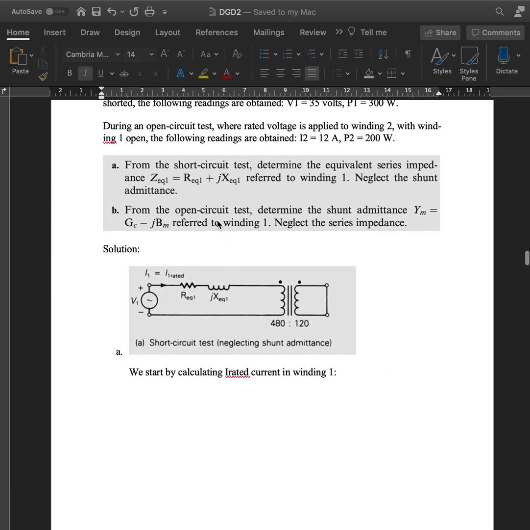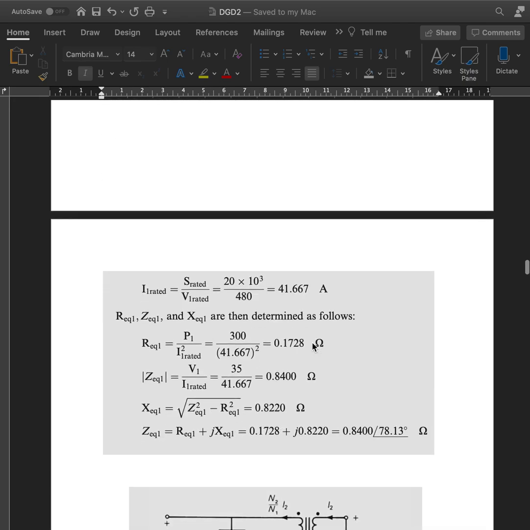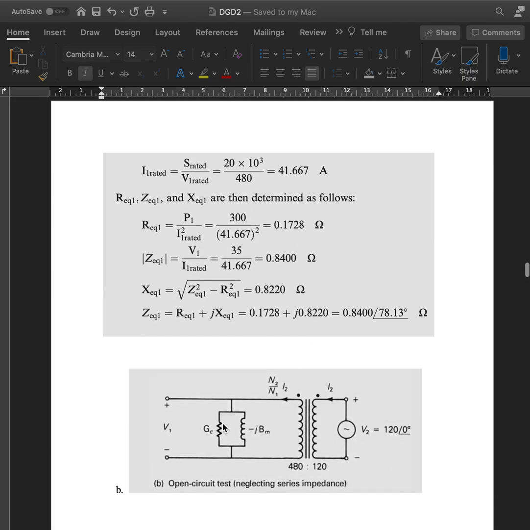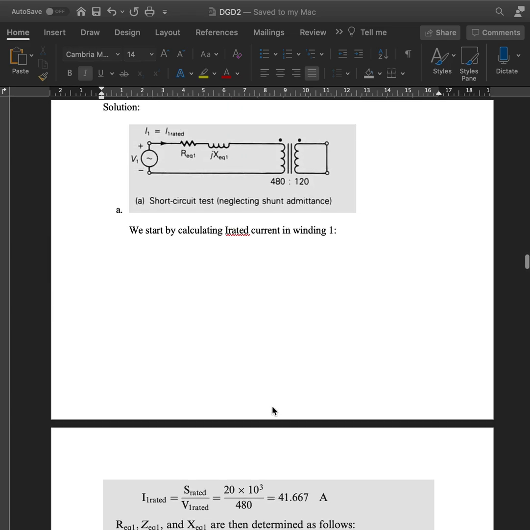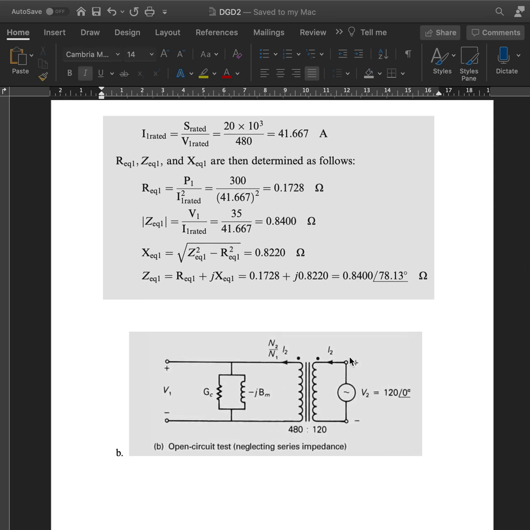Now the second one is when the open circuit test determines the shunt resistance, which is defined as Ym equal to Gc minus jBm. It's referring to winding 1. So we neglect the series impedance in that one and just follow the shunt resistance that happens right there. You can see Gc is the resistance, minus jBm, the susceptance right there. And then we have the open circuit test on the first side, so there's a source coming from the secondary winding side, basically.